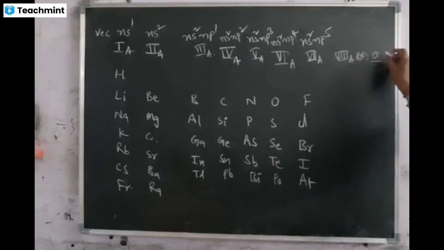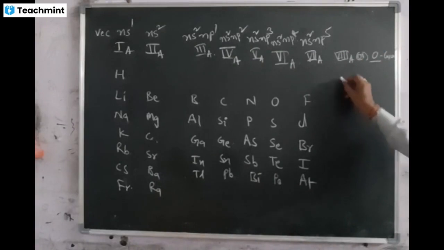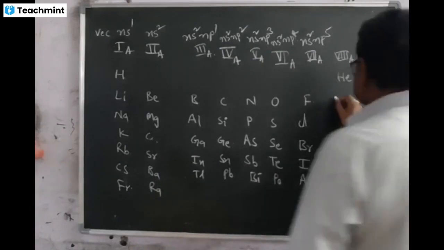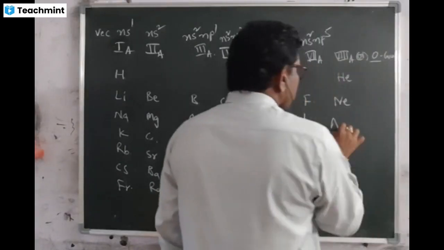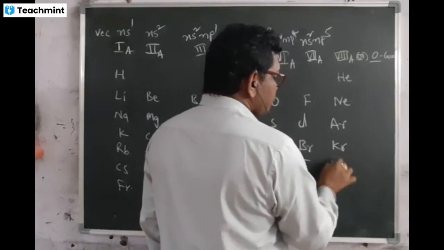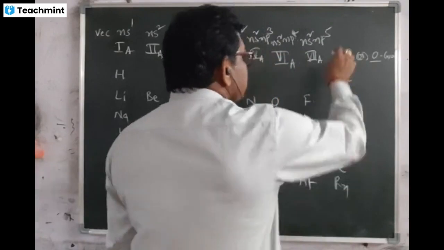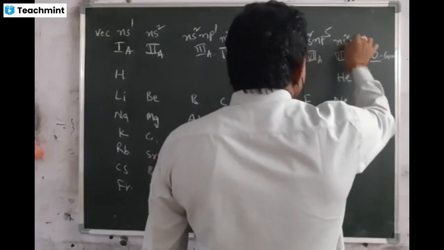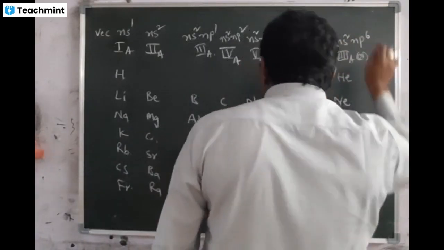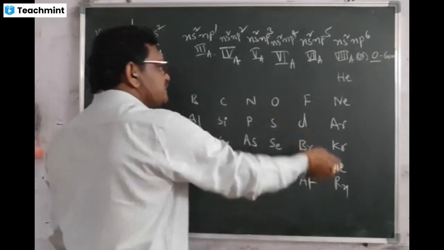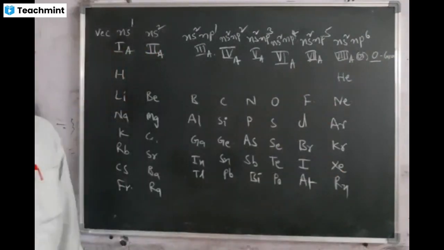Then after this, the 8A group, I already told you, is also called the zero group. So what are the 8A group elements? Helium, neon, argon, krypton, xenon, radon. These are 8A or zero group elements, and their configuration is ns2 np6. So 8 valence electrons are there. That's why these elements are placed under the 8A group.